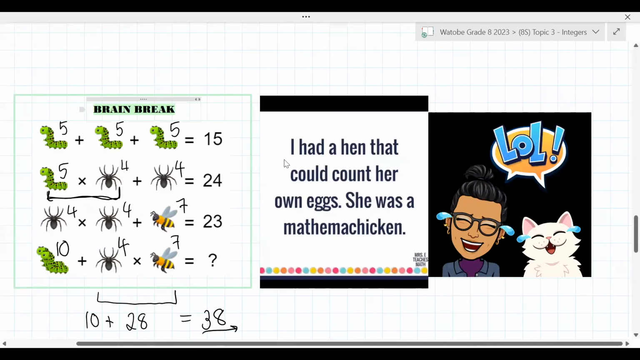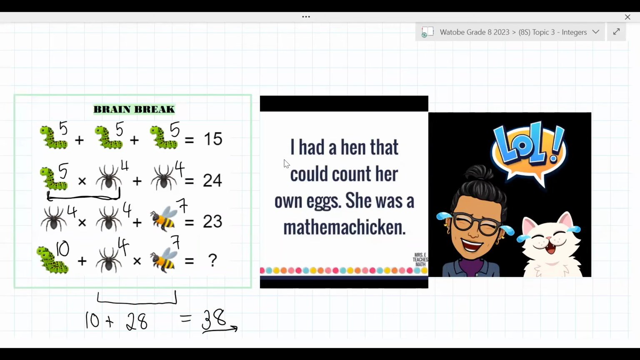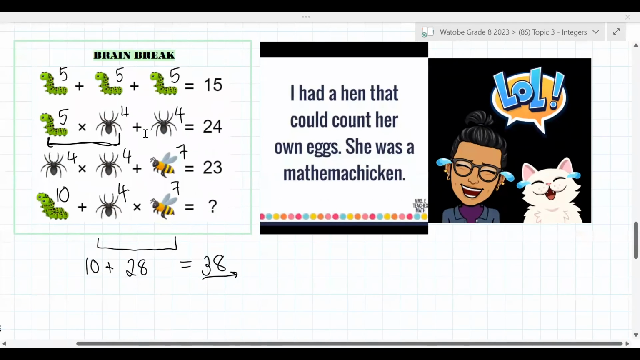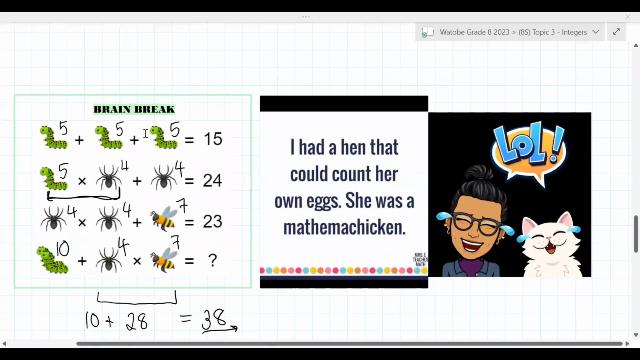Very nicely done. Woo! Well done, Boidu. Well done, you did so well. Right, so guys, what you need to bear in mind is that this is like solving an equation. So when we eventually get to equations, hopefully by doing these brain breaks, it's going to be a little bit easier to solve equations, work with equations, etc.